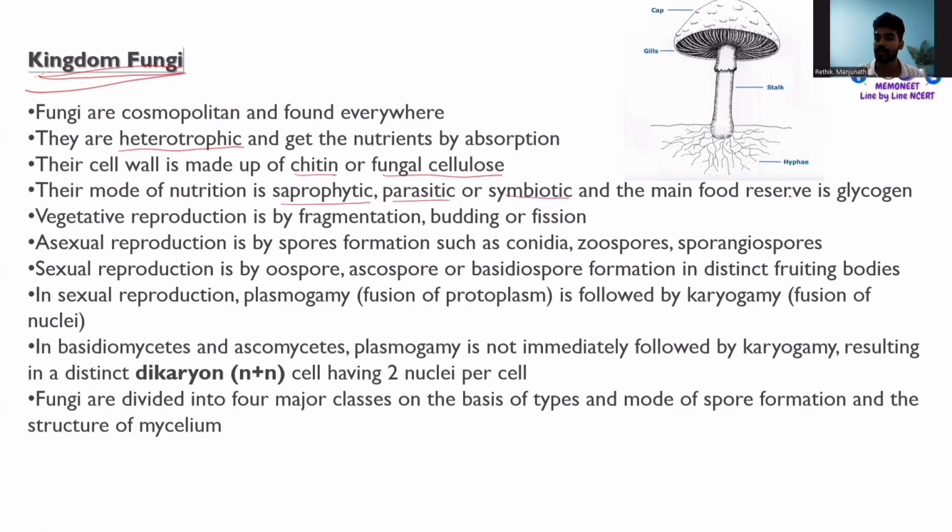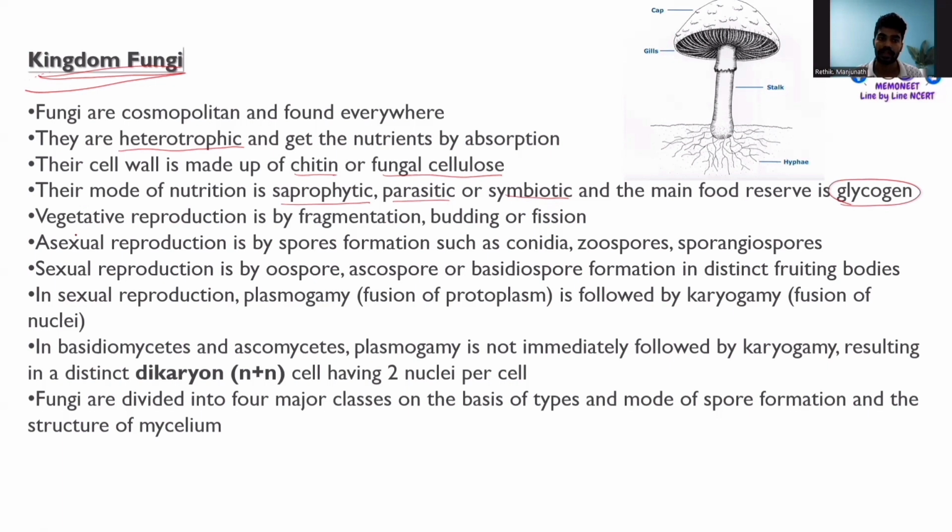The major food reserve here is glycogen. Saprophytic means they get their nutrients from dead and decaying organisms. Parasitic means they affect other living host organisms. Symbiosis means there is a mutual understanding between the two organisms, and both organisms benefit.